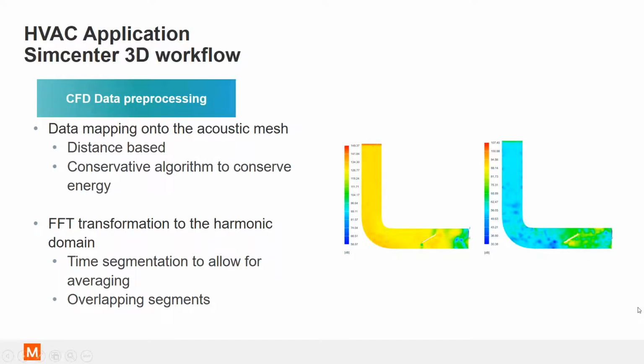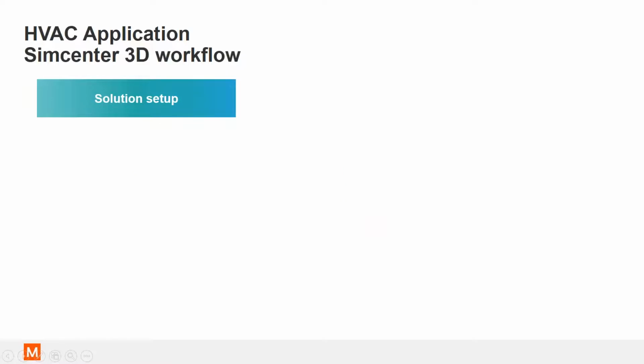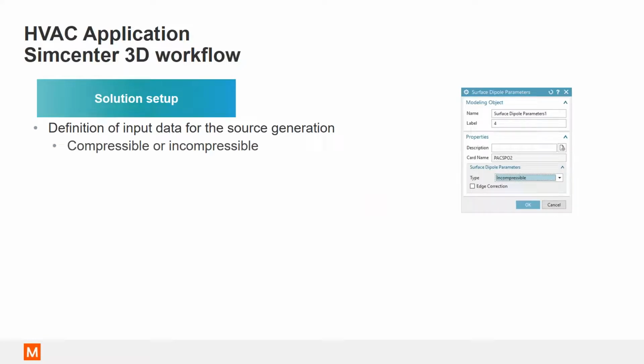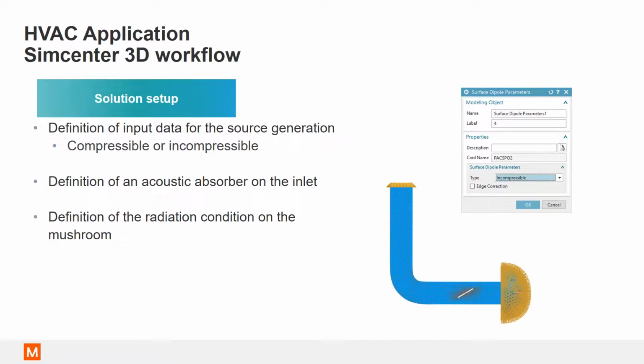So once you've done the pre-processing, the next step is the solution setup. So we define the input data for the source generation. Over here, you can select compressible or incompressible. So input data is basically those equivalent dipoles that we just calculated. And then you can also add absorbers, like acoustic absorbers if needed, to define the radiative conditions of the mushroom. And finally, we define the requested frequency where we want to calculate the data.